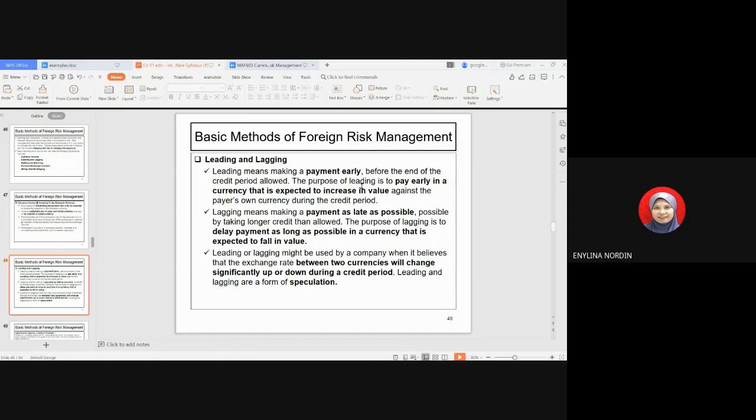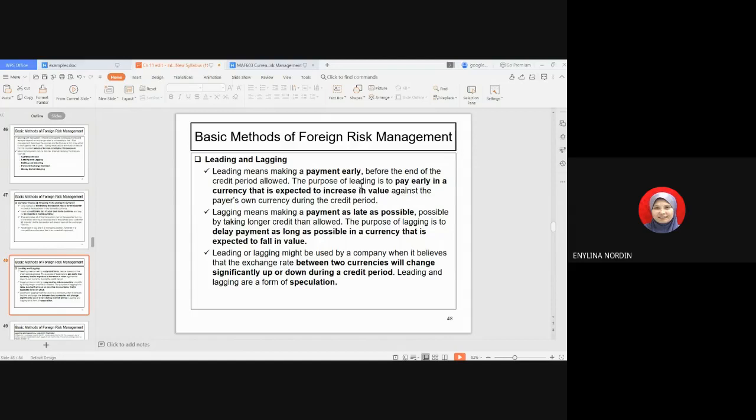So again, same example. Let's say you predict that in 1 month's time, the Singapore dollar is going to weaken against ringgit Malaysia. That is, depreciate against ringgit Malaysia. So the Singapore dollar is predicted to depreciate. That means ringgit Malaysia is going to appreciate. So what does it mean? That means the Singapore dollar now becomes cheaper, right? And less ringgit Malaysia is required to convert into Singapore dollar.